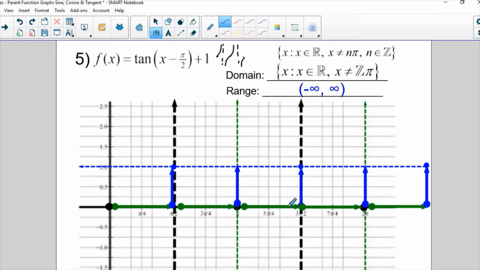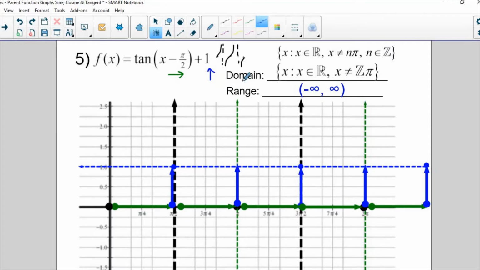0, asymptote, 0, asymptote, 0. And then just like with cosine and sine, I'm going to forward shift this pi over 2, and I'm going to shift this up 1. So I take this point, I phase shift it or translate it pi over 2 and then up 1, pi over 2 up 1, pi over 2 up 1, pi over 2 up 1.